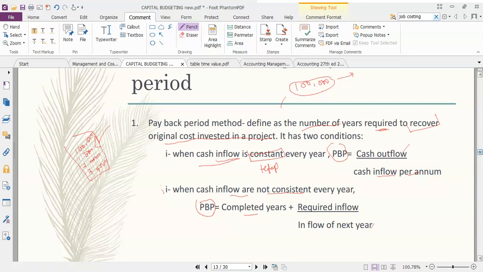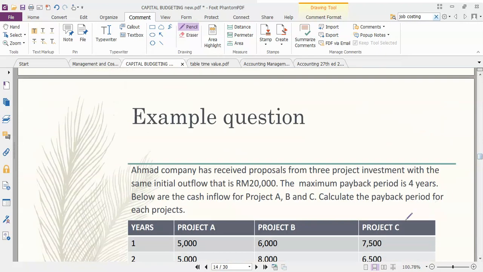Dalam projek tu berapa banyak duit profit yang kita dapat daripada projek. Okay, jom kita tengok example. Ahmad Company has received proposal from the three project investment. Project A, Project B and Project C with the same initial outflow 20,000. The maximum payback period is 4 years. Below are the cash inflow for Project A, B and C.